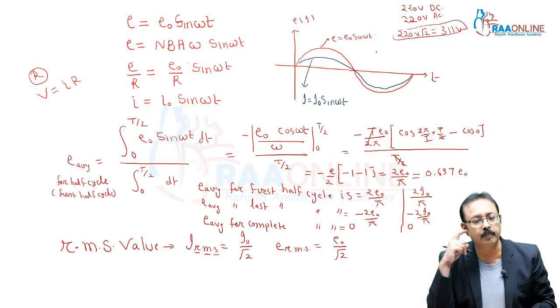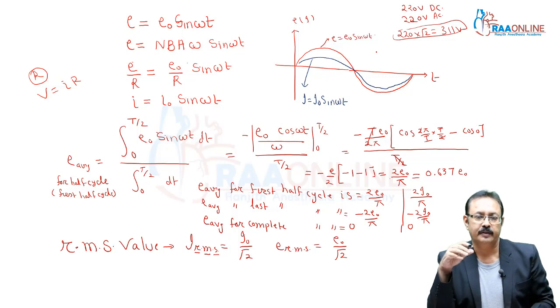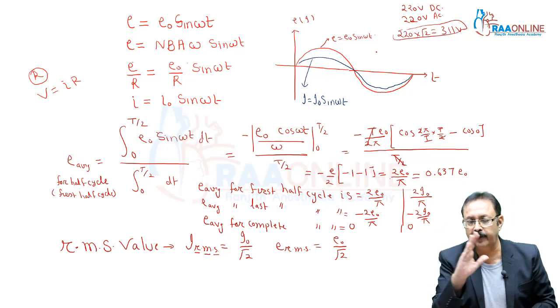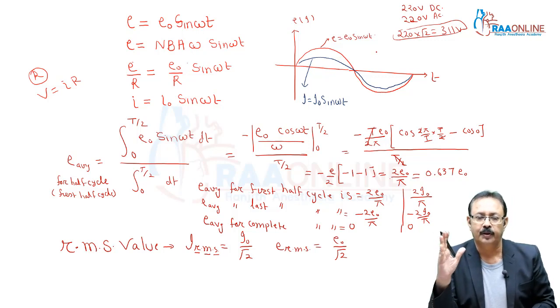So these were all about mean values. You can calculate the average value for the first half or the next half, but for the complete cycle it is 0. You can calculate RMS values.